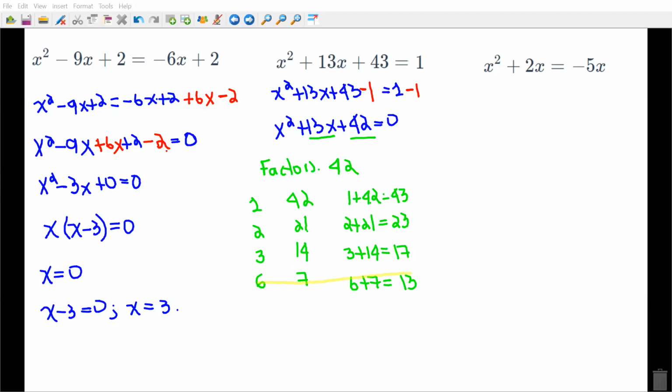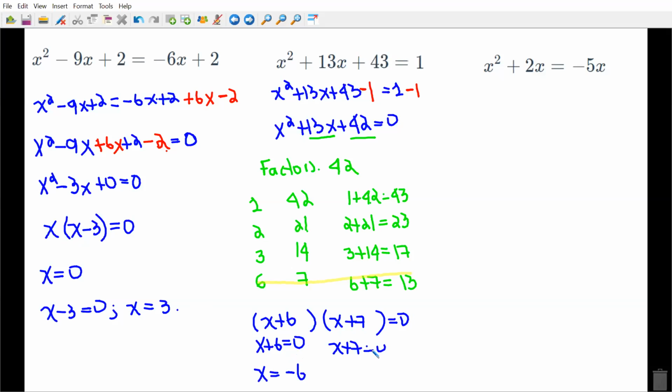So what I know is that I found both of them, and I'm going to go back to my blue. The factors are going to be x plus 6 times x plus 7, which is going to be equal to 0. x plus 6 equals 0 only when x is equal to -6, because -6 plus 6 equals 0, and x plus 7 equals 0 only when x equals -7. Very good.